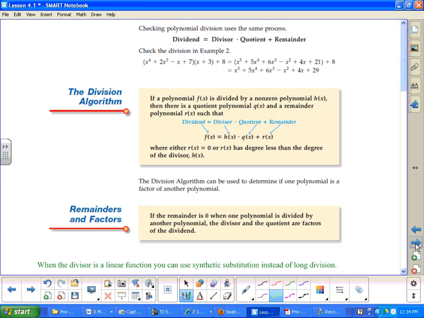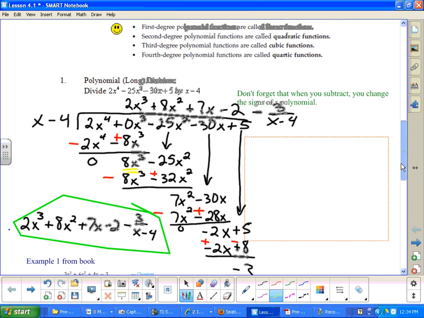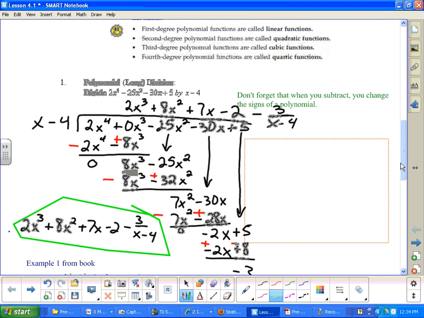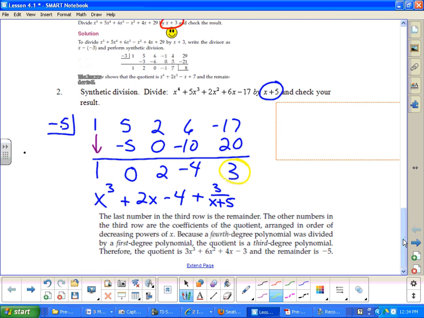All right, so checking polynomial division uses the same process. You have a dividend equals divisor times the quotient plus the remainder. So what we could have actually done here, in both of these cases, is taken our answer, multiplied it by, in this case, x minus 4, and we would have gotten our original problem. Same thing here. We could take x plus 5 times the answer we got, and we get x to the 4th plus 5x cubed. Now, you know there's a way to check that, right?